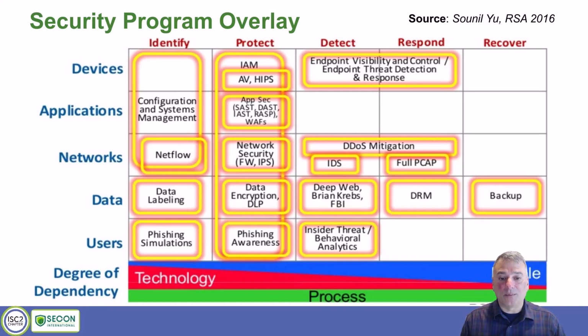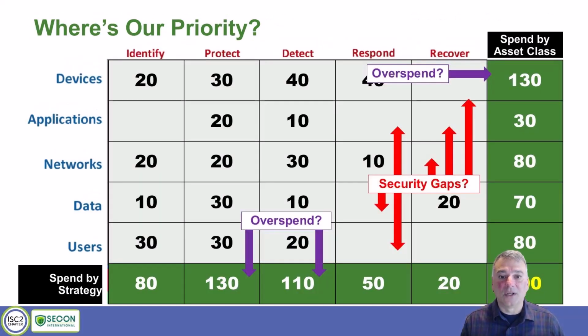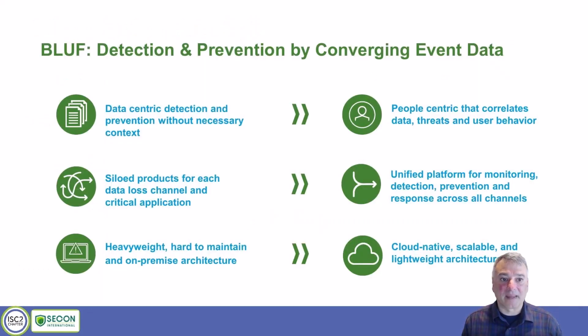In fact, if we start applying resources and budgeting to this, we can find out in our budgets, are we overspending on protect and detect? Are we underspending on user respond and recover, or application respond and recover? Are we overspending on device technologies and not spending enough on data technologies? These are the things that we can start looking at when we start using the Cyber Defense Matrix. And again, looking at that whole attack chain and where we're breaking the attack chain.